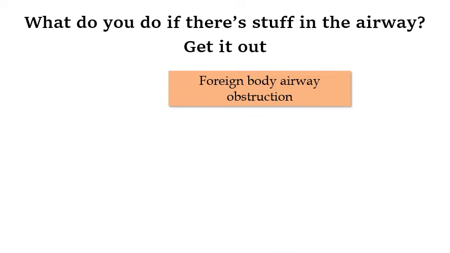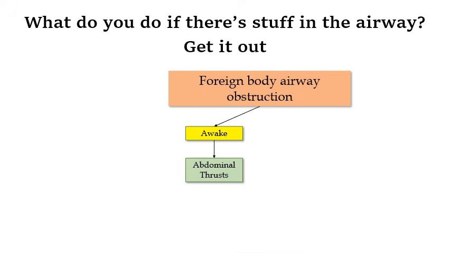Now that we've got the tongue out of the way, I don't know what else could be in the airway. Aside from the tongue, you might have a foreign body airway obstruction, which is really anything that isn't supposed to be in your airway, like food or, in the case of kids, toys, stuff like that. So for your foreign body airway obstructions, starting with awake, if your patient's awake and they're telling you with their hands doing the hand thing that they're choking, you're just going to do abdominal thrusts.